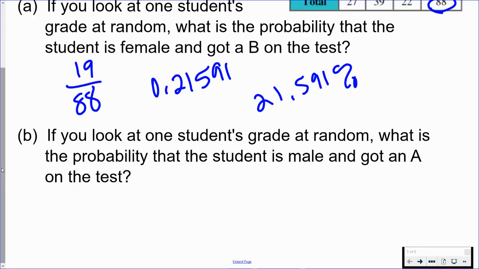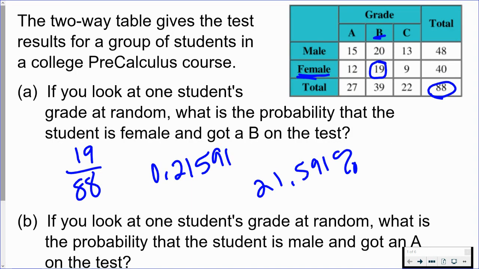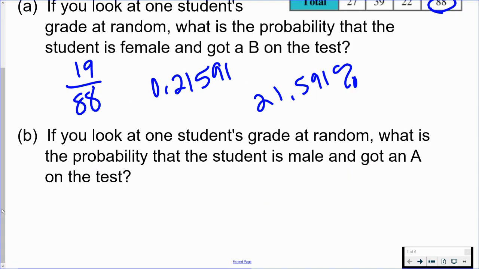All right. Part B. If you look at one student's grade at random, again, we're just picking one student grade at random. What is the probability that the student is male and got an A on the test? Okay, so let's go back up. Male is this row, and A on the test. Okay, so we're looking at 15 students were males who got an A on the test, and we still have 88 total. So this one is 15 out of 88.